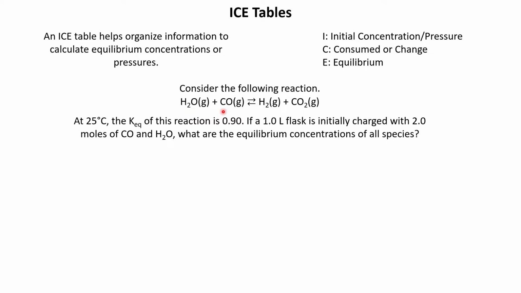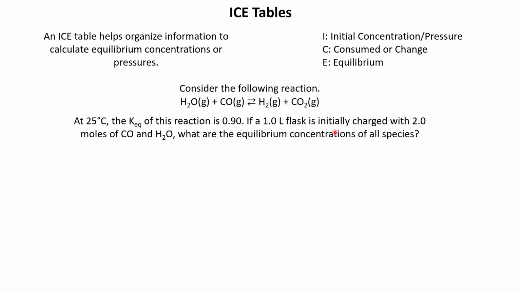So we have a reaction right here that is in equilibrium. At 25 degrees C, the KEQ of this reaction is 0.90. If a 1 liter flask is initially charged with 2 moles of carbon monoxide and water, what are the equilibrium concentrations of all species? The first thing we need to do is get our initial concentrations, or the I part of our ICE table.